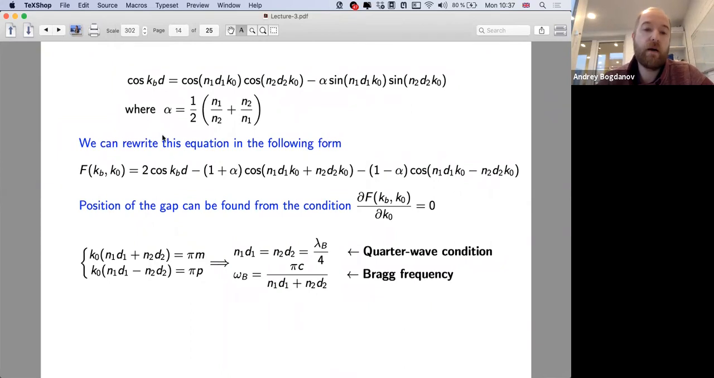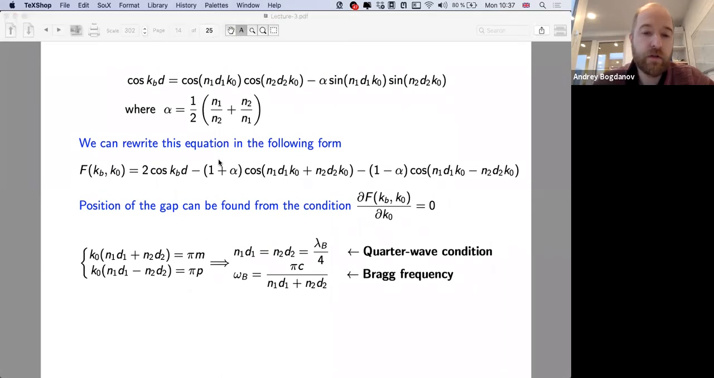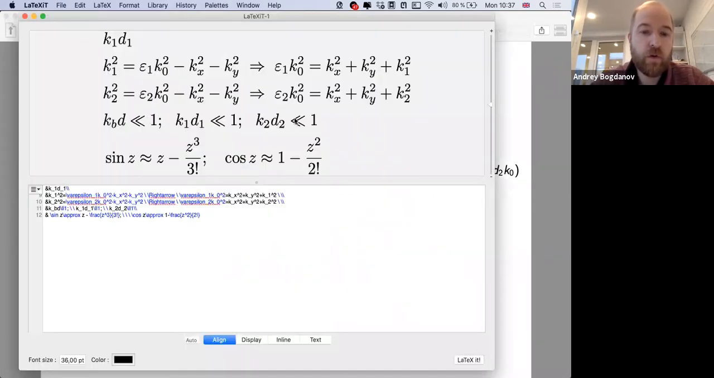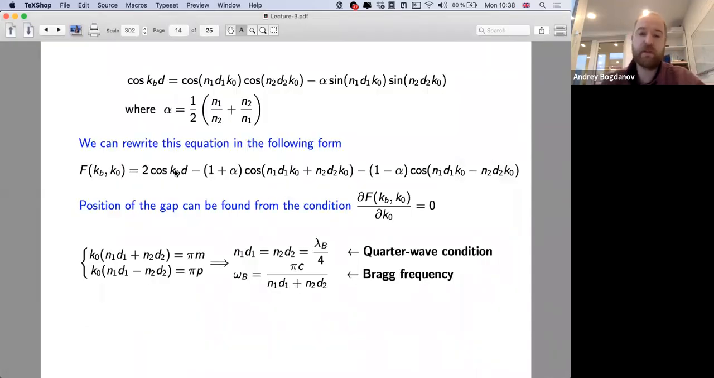So let's try to rewrite this expression in the limit when KBD is much less than 1, K1 D1, and K2 D2 also much less than 1. Okay, let's try to expand this. So this is a quite technical part, but it is very useful. The final expression will be very beautiful and quite short. Okay, let's try.